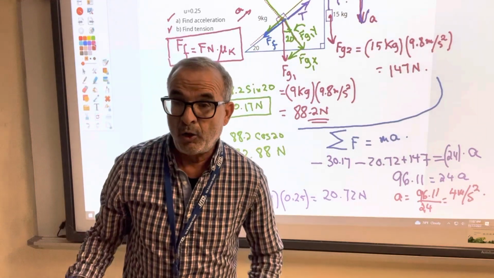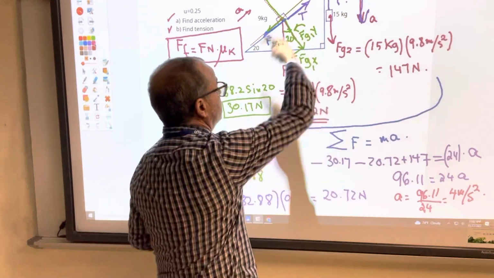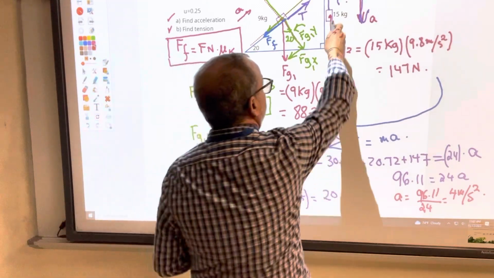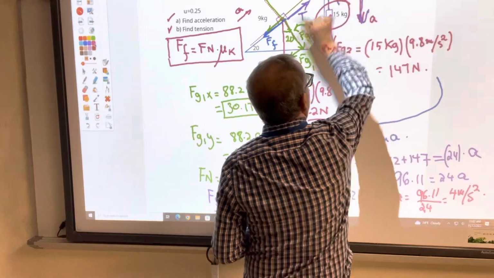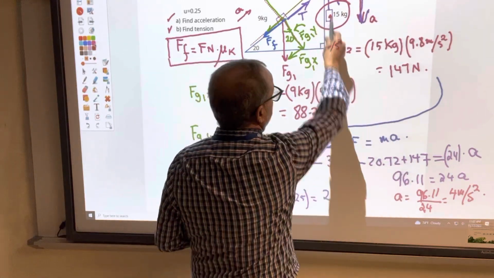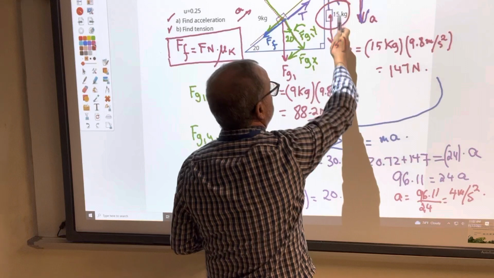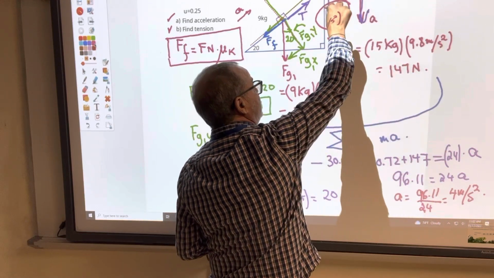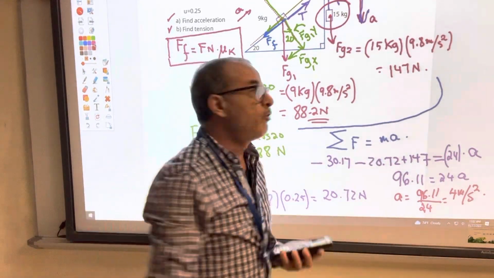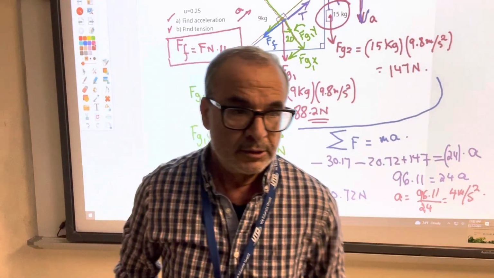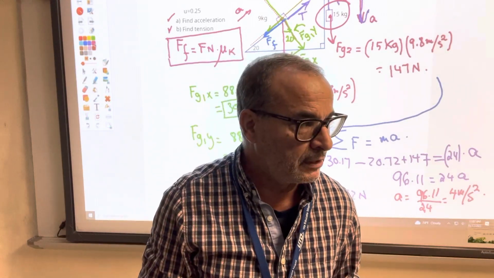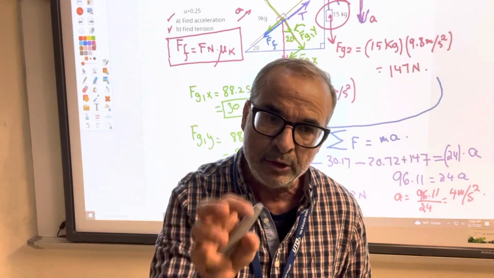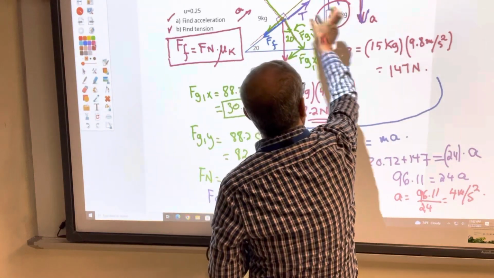Tension, you can actually use one of the boxes. You don't have to apply it on both of them. You can apply it to one of them. So if I use this as one system, I can write 147 minus tension, because tension is the opposite. The acceleration is going down. So 147 minus T equals ma. In this case, the m will be the 15 kilograms. So this is cool, because you can use the two boxes to use Newton's second law, or you can use them separately. Like this is one system and that one system.